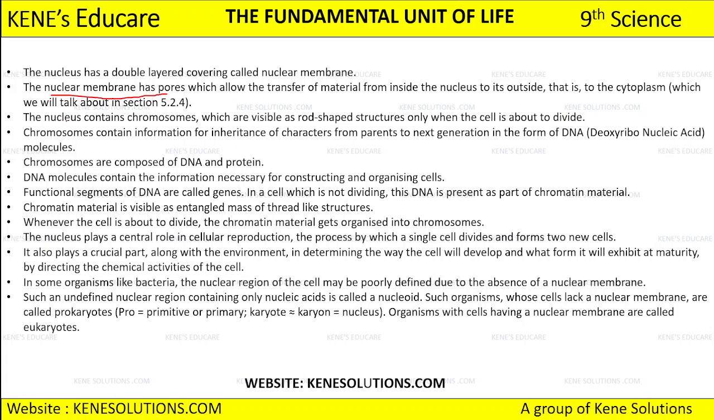Okay, so now this nucleus contains the chromosomes, and these chromosomes are visible as a rod shaped structure only when the cell is about to divide. As I told you, chromatin is thread-like, and when it is going to divide, it is going to form a rod shaped structure. Okay, so chromosome के पास क्या होता है, हमारा जो भी inherited character है, जो भी हमारे पास parents से information pass on होता है generation to generation, that is being passed through this chromosome, right? So chromosome contains some information for inheritance of characters from parents to the next generation in the form of DNA. DNA stands for deoxyribonucleic acid molecule, right?